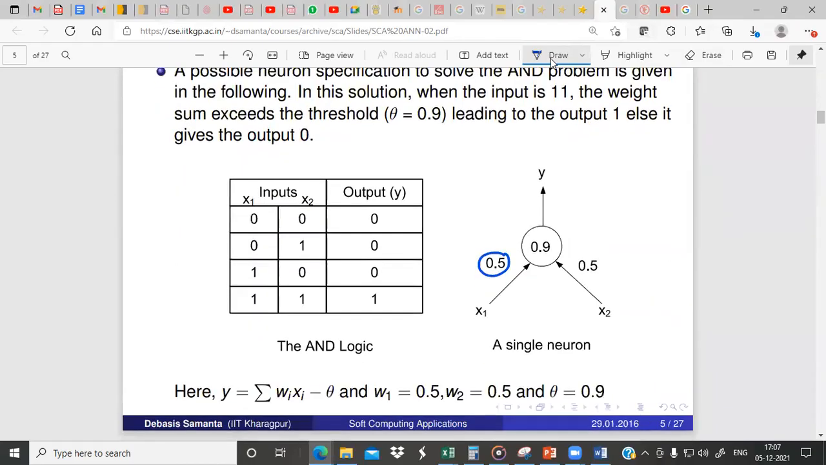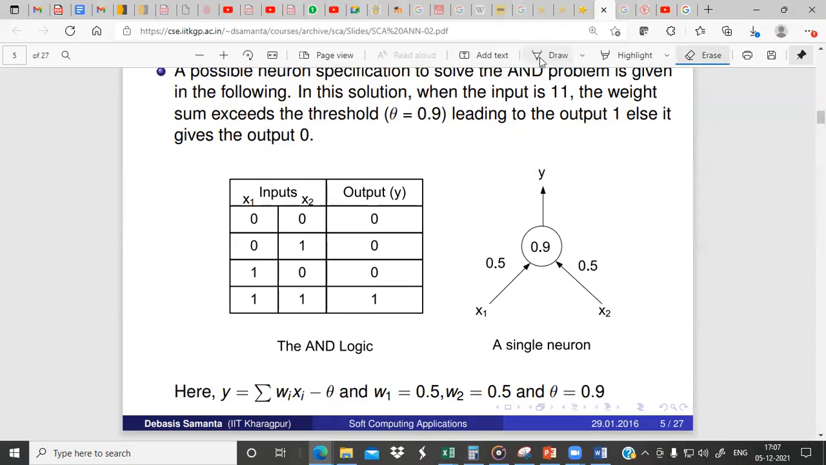With some trial and error, we can identify these weights and threshold. So let us assume that this is the weight we are going for: w1 is 0.5, w2 is also 0.5, and the threshold is 0.9. This is a perfect value of w1, w2 and threshold, which will properly work for the AND logic.